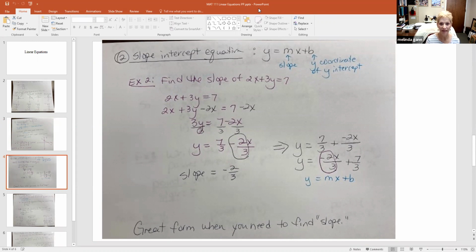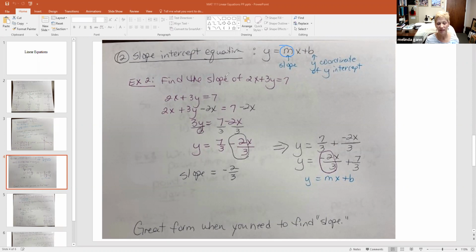Now what that means is if you've got an equation, if you can get y by itself, your slope is going to be sitting right in front of your x. It's going to be the coefficient of your x. And then kind of free of charge, this b is the y coordinate of your y-intercept. Remember, that's where you cross the y-axis. So this is a great form when somebody tells you to find the slope.